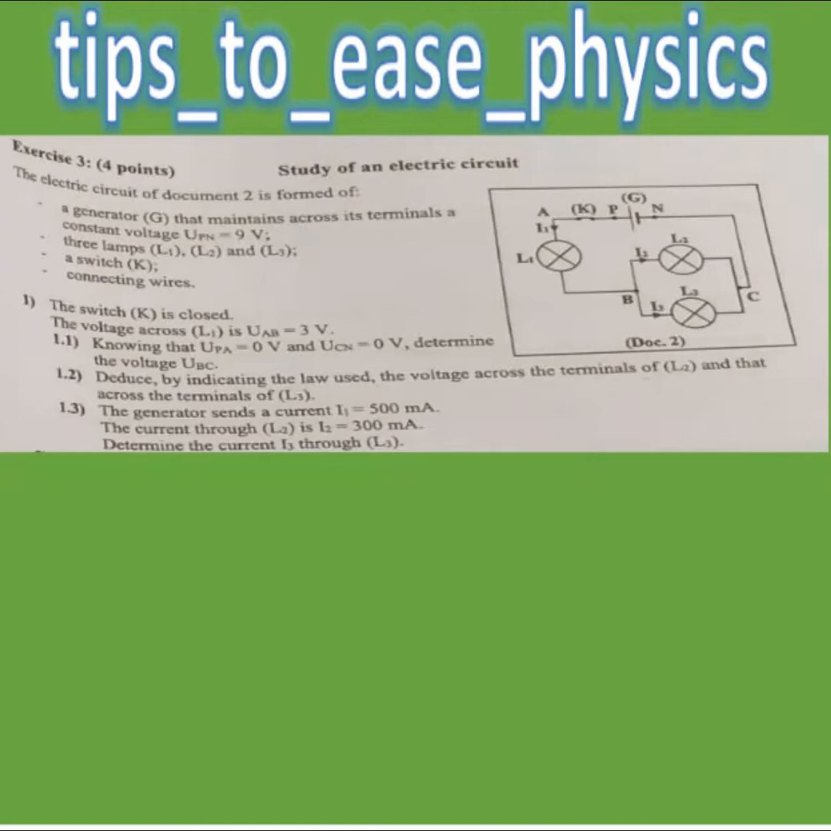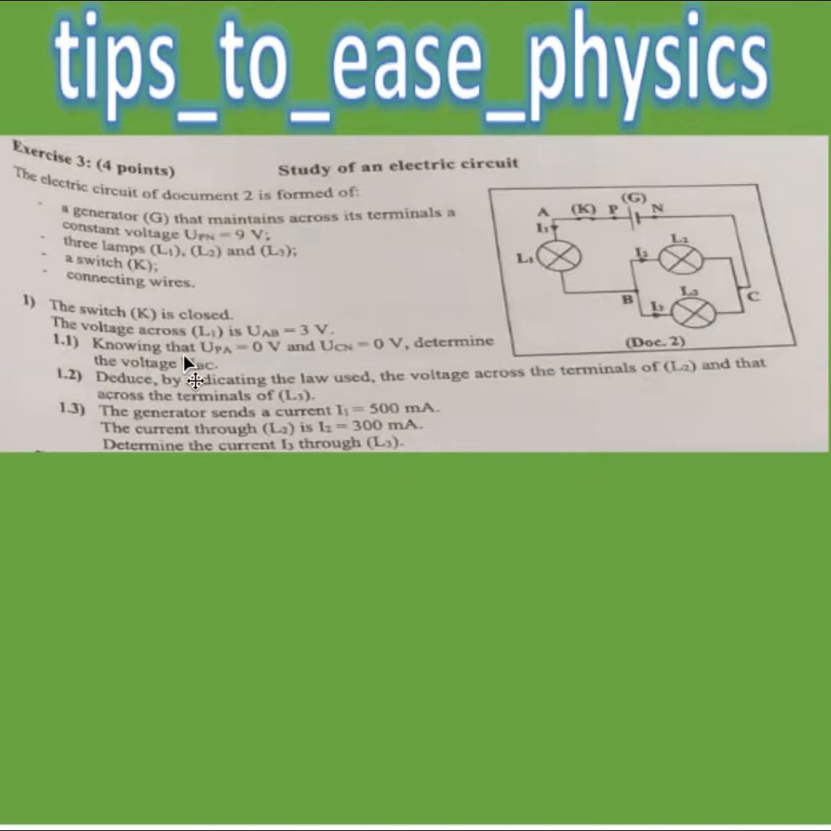3 lamps L1, L2 and L3, a switch K, connecting wires. As we can see, the 2 lamps L2 and L3 are connected in parallel to each other, and all together are connected in series with L1. So number 1, the switch K is closed. The voltage across L1 is UAB, which is equal to 3 volts.